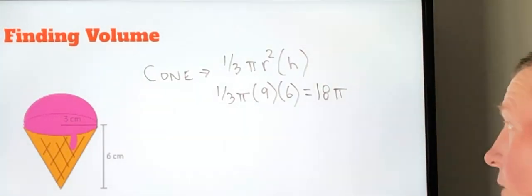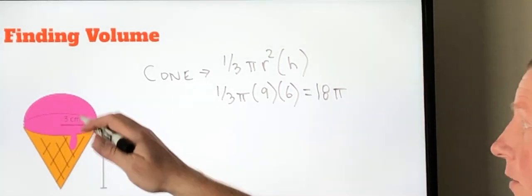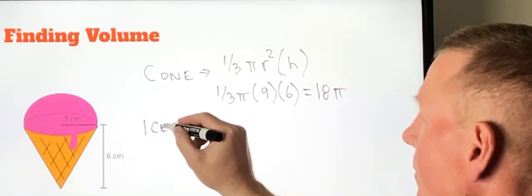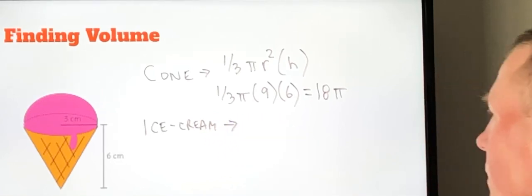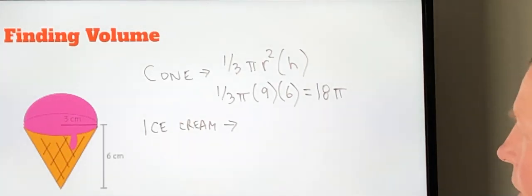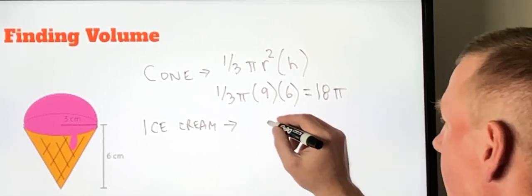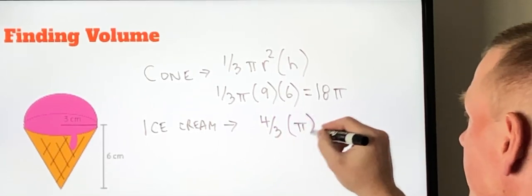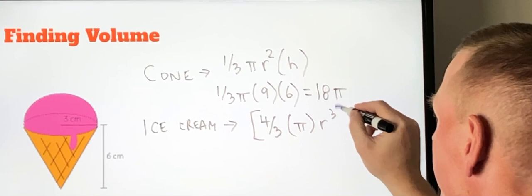Now we also have to find the volume of the hemisphere, or the half of the sphere at the top of the cone. So this is basically the ice cream at the top. Okay, so if we're finding the ice cream, we're going to take the formula for the volume of a sphere, which we know is 4/3 times pi times the radius cubed. Now, because it's half, we're going to take that times 1/2.